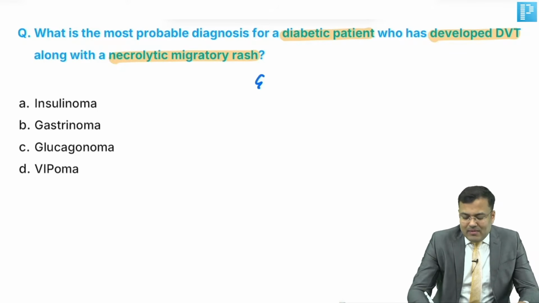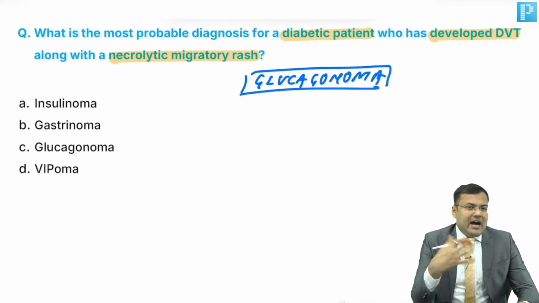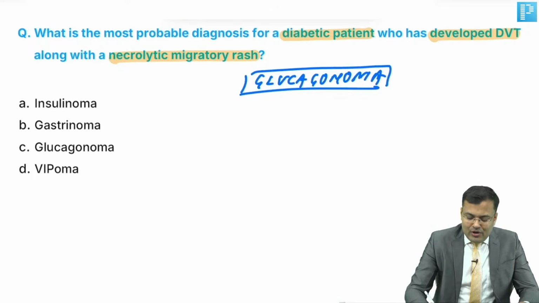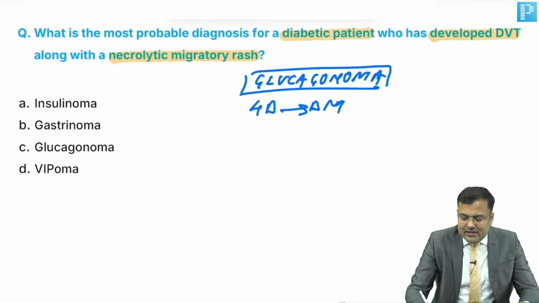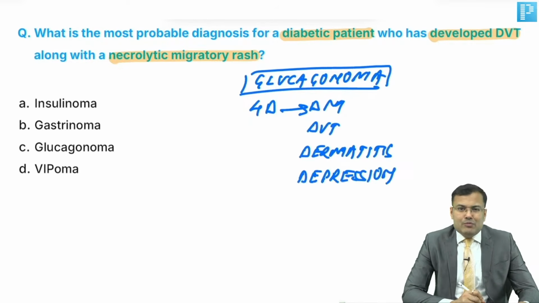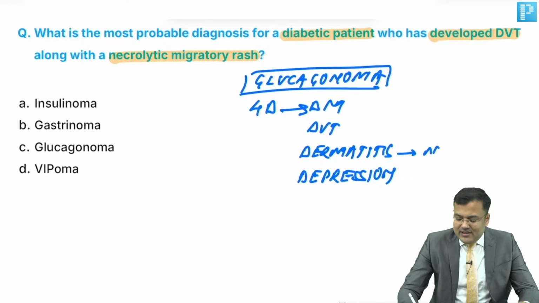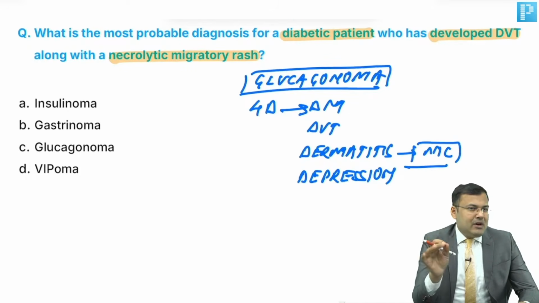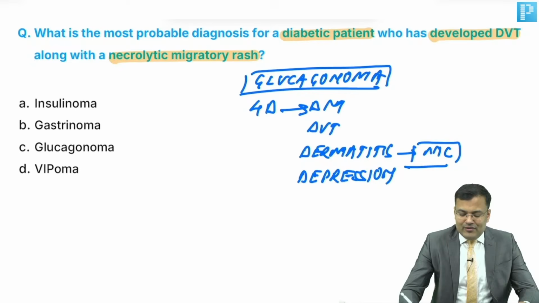And what is the other name of glucagonoma? Guys, tell me. It is also known as hyperglycemic cutaneous syndrome, also known as 4D syndrome. Can you tell me 4D? Diabetes mellitus, DVT, dermatitis, depression. And can you tell me out of these 4 which one is the most common symptom? Yes, dermatitis. What is the special name of this dermatitis? Tell me guys, waiting for your reply.